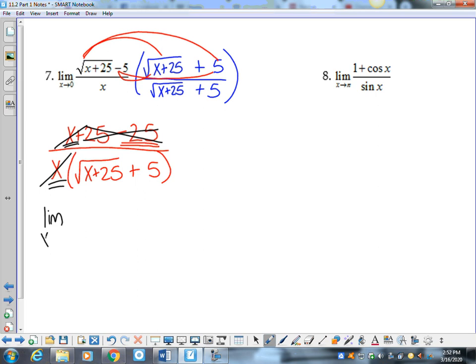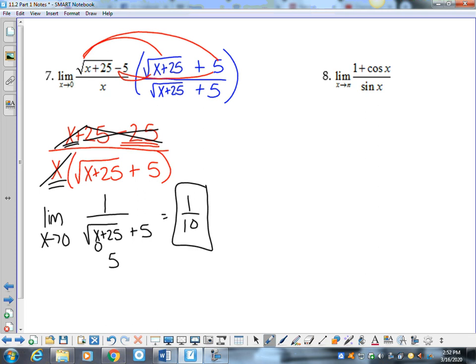I will then reset my limit. I will plug in a 0. 0 plus 25 is 25. The square root of 25 is 5. And 5 plus 5 is 10. So 1/10. Okay, so that's it for rationalizing the denominator. So again, to recap so far, we factored and canceled, and we multiplied by the conjugate. So now let's look at number 8.